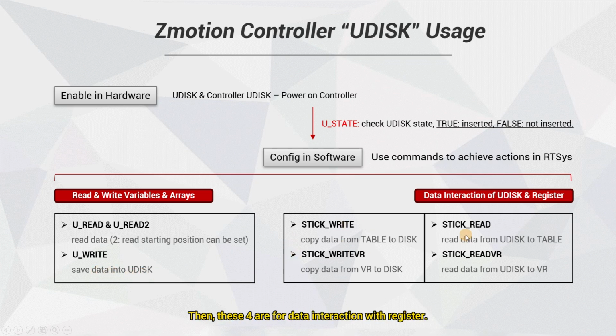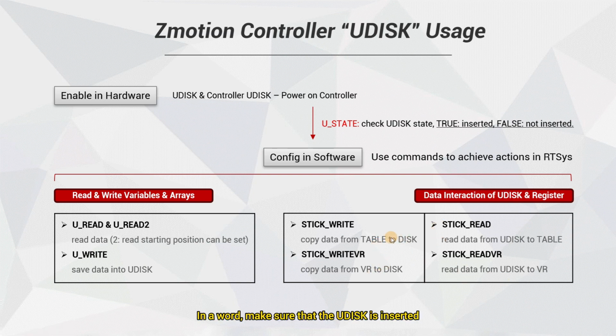Then, these four are for data interaction with registers. They are mainly for VR and table registers, because they have the same reading and writing formats. Same, read data from UDISK to table and VR. Write data into UDISK. You only need to use the correct command.